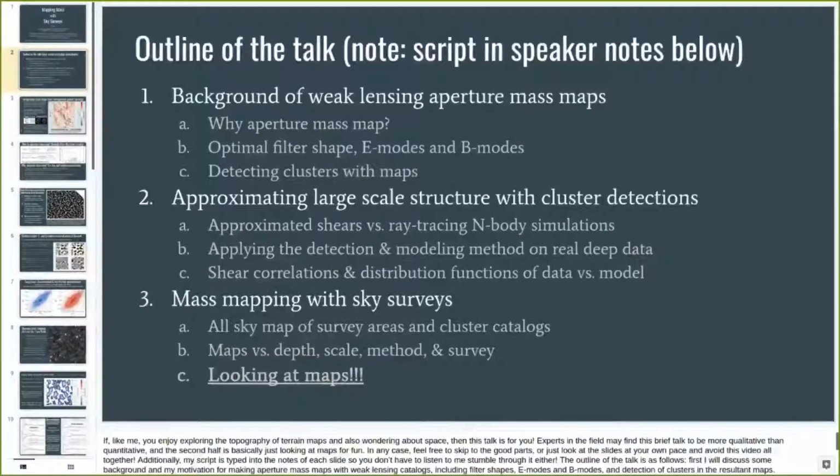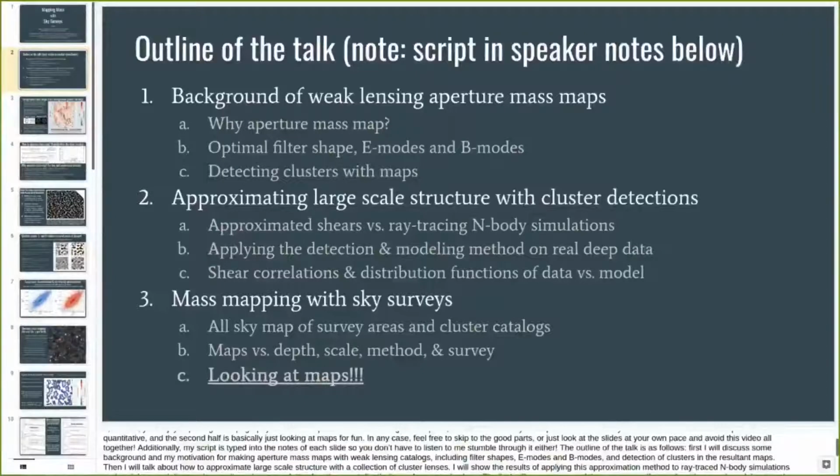The outline of the talk is as follows. First, I will discuss some background and my motivation for making aperture mass maps with weak lensing catalogs, including filter shapes, E modes and B modes, and detection of clusters in the resultant maps. Then I will talk about how to approximate large-scale structure with a collection of lenses. I will show the results of applying this approximation method to ray-traced N-body simulations and real data, and discuss the resultant shear correlation functions and distributions of map pixel values.